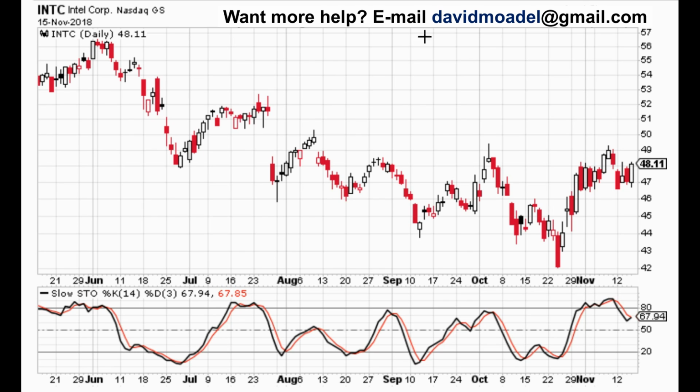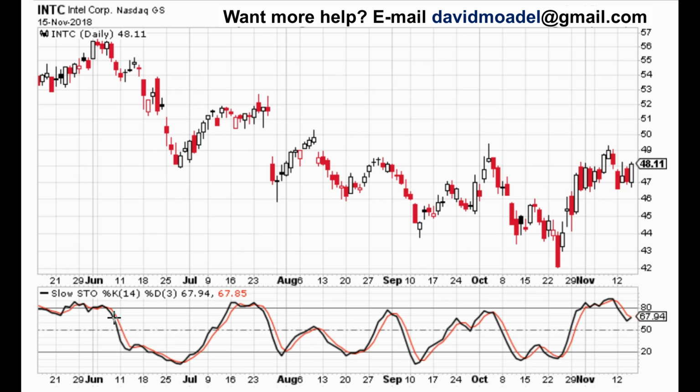As you can see, Intel has not been doing too well over the last few months. It's on a downtrend with lower highs and lower lows, and yet you still could have profited over and over by using the stochastic crossover here, the crossover between the K line and the D line. Well, what does that mean?